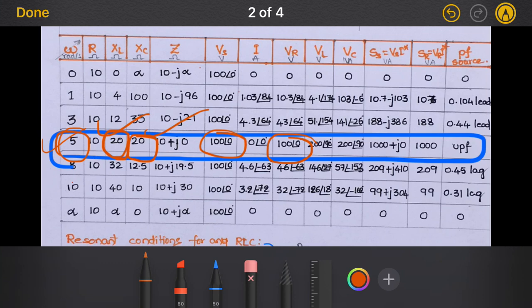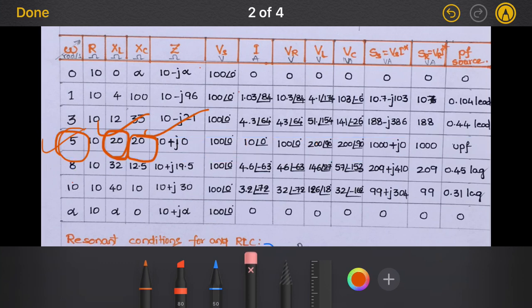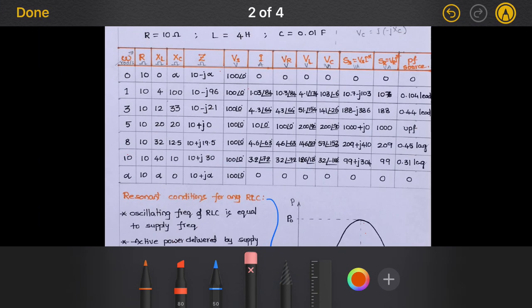And the third condition: the voltage across the inductor and the voltage across the capacitor have the same magnitude, 200 at an angle 90 and 200 at an angle minus 90. Both magnitudes are 200 volts, but they are opposite phasors. So VL equals minus VC as phasors, or the VL magnitude equals the VC magnitude. These are the three conditions valid only for the series RLC circuit, not for every RLC circuit. Fine.